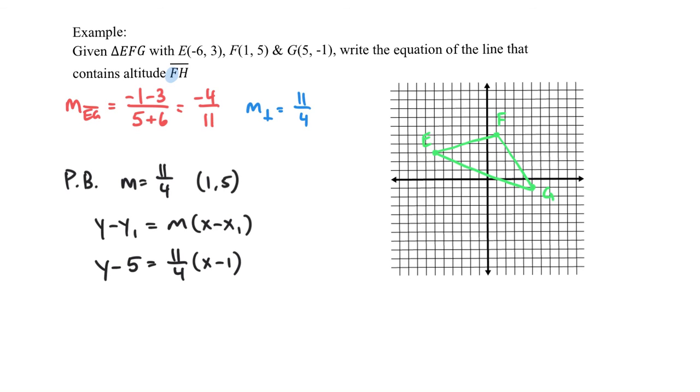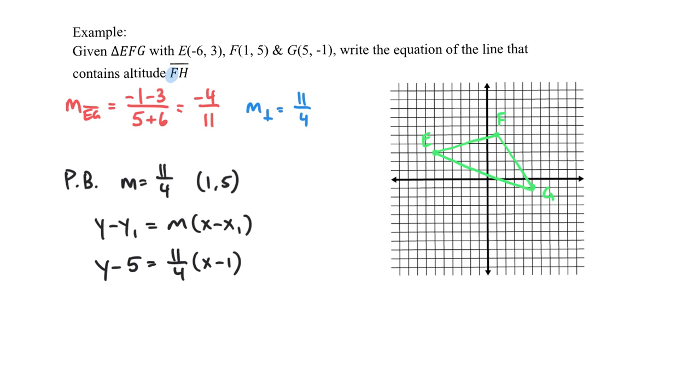And you know what? We're going to stop right there because this math is going to be ugly to do because of the fraction. And like I said, point-slope form is a legitimate form of a line. So unless it asks for slope-intercept, you can really stop here.